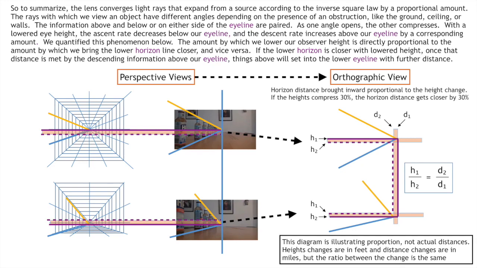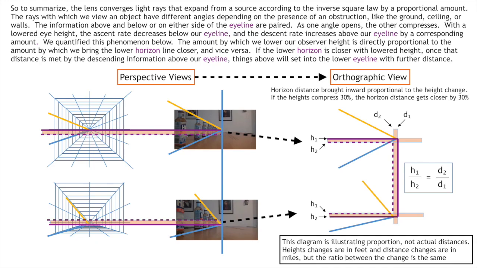And we were able to quantify that as h1 over h2 is equal to the d2 over d1 distances. So if I take my height and lower it by a certain amount from h1 down to h2, the horizon distance will come in by a directly proportional amount.